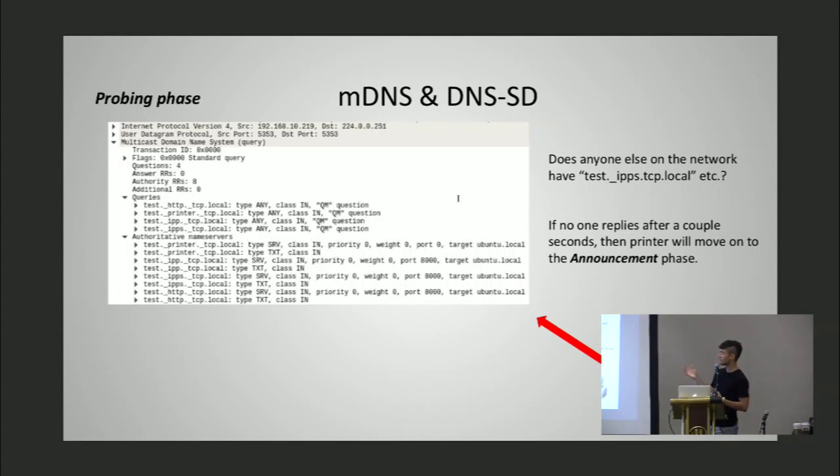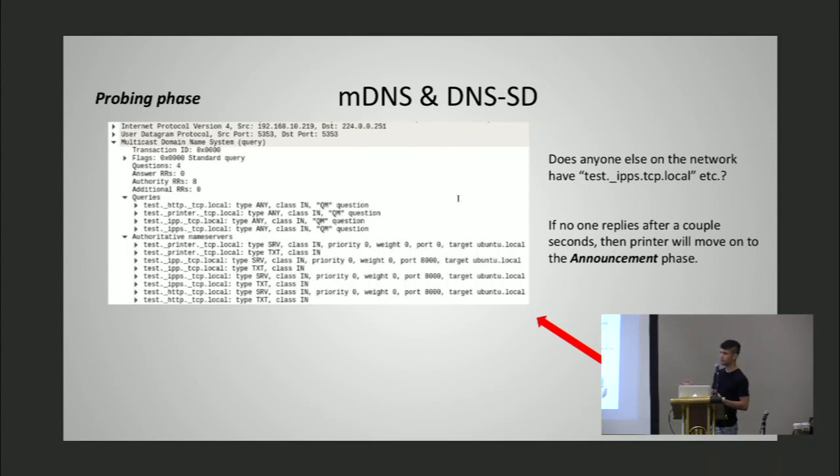For the probing phase, which is the first phase whenever you plug in a device, basically what it does is that it asks if anyone else on the network provides the same service under this particular name that we want to register. So a printer, for example, will say, does anyone else on the network have this test IPPS TCP local service? And it will send a query on the multicast address, as you can see there. Hopefully it's visible. But it will ask anyone on the network if they already have this registered.